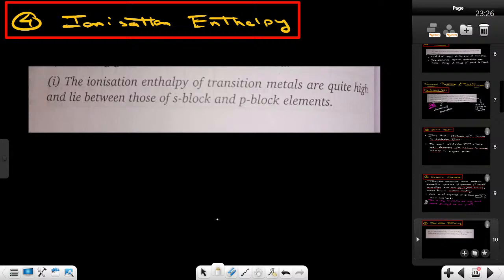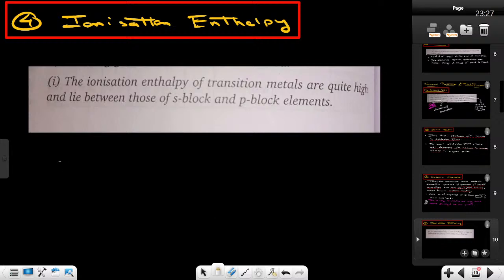That also is a point to note. S block is on the left side, P block is on the right side, and in between are the transition elements. So transition element IP is greater than S and less than P. The answer is very simple: IP increases across a period. Clear? But we cannot write it directly in the answer.